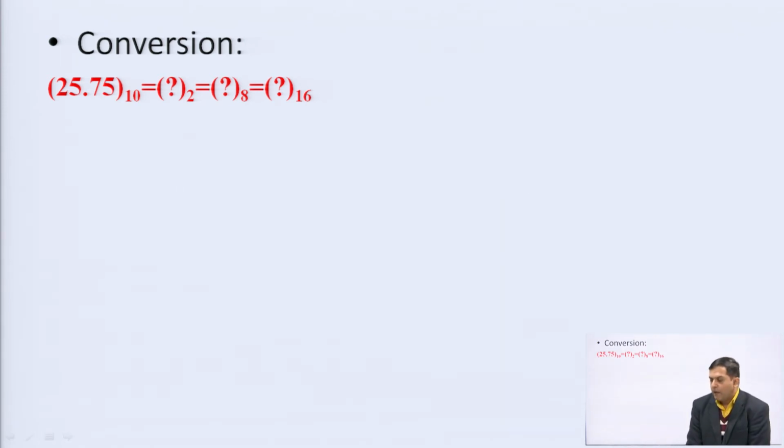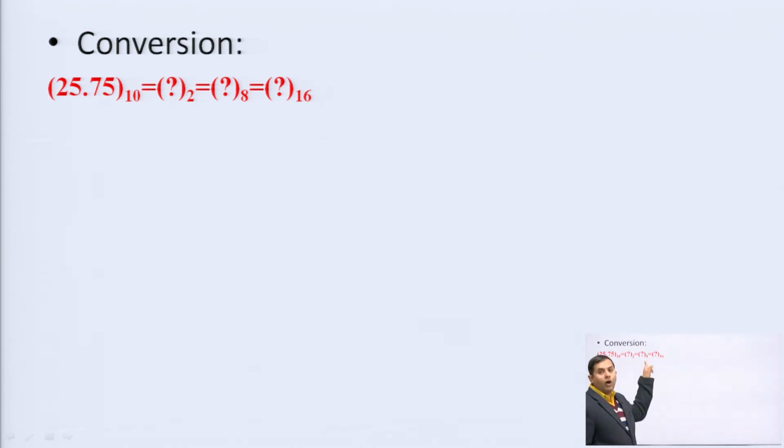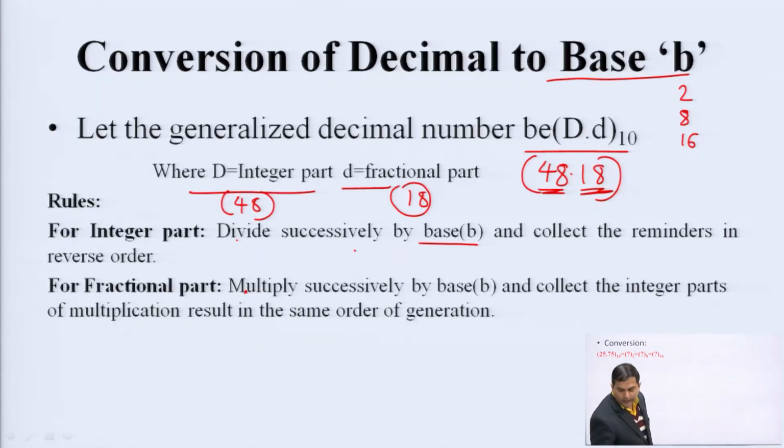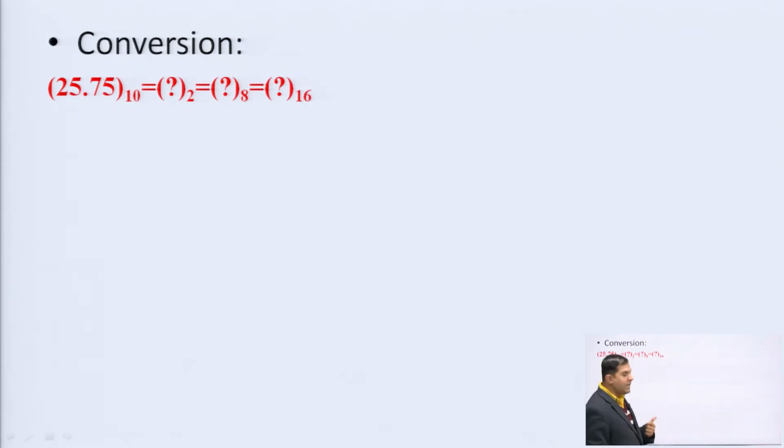Here 25.75 is given as a decimal number, and we are going to convert it into other number systems like binary, octal and hexadecimal, right. I have told you the first rule is we have to first segregate the integer part and the fractional part, and for the integer part we have to divide and for the fractional part we have to multiply. So, let us start.